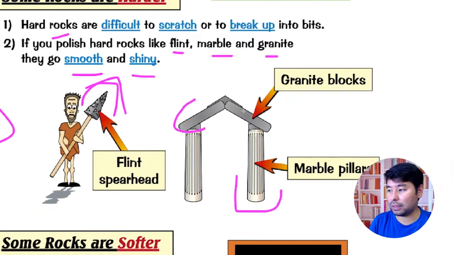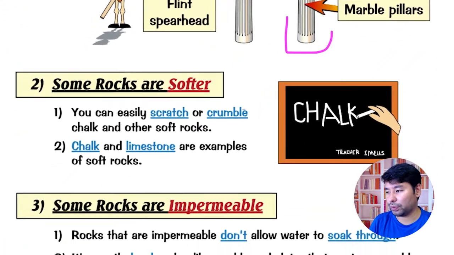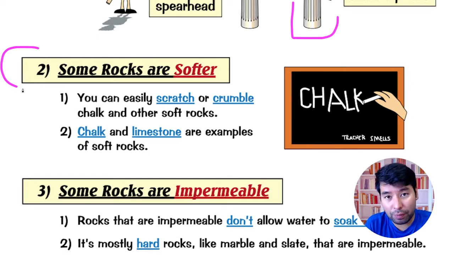And then let's get down, okay. So number two, we have here this one, so follow me. Some rocks are softer, okay, I mean comparing to the kind of rock, so it's softer.